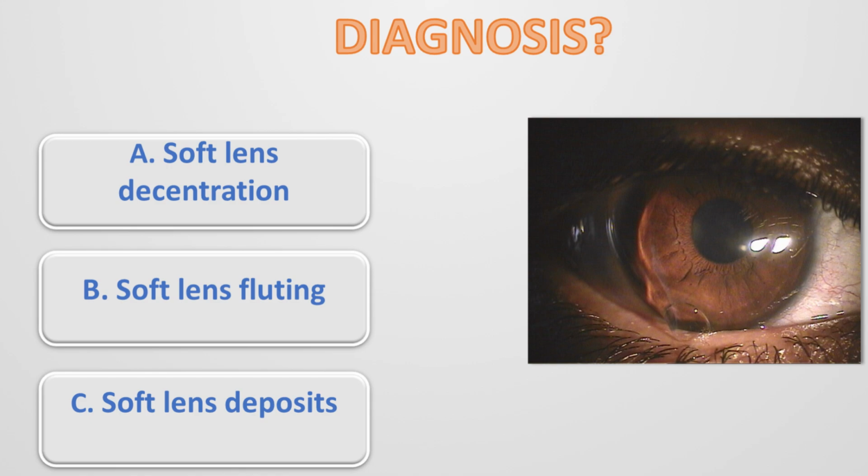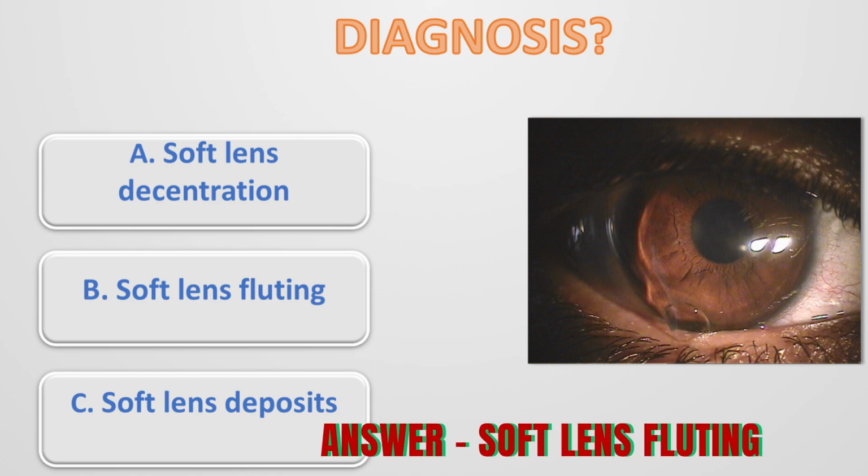What do you observe in the given picture? Options are: A, soft lens decentration. B, soft lens fluting. C, soft lens deposits. The correct answer is option B, soft lens fluting. This is the edge lift of the contact lens causing wrinkle or bubble at the edge of contact lens.